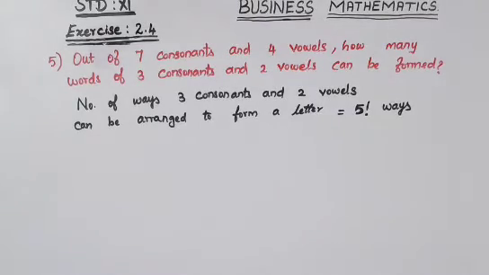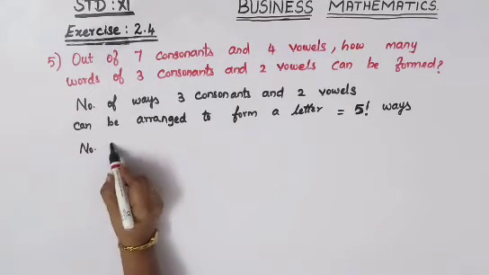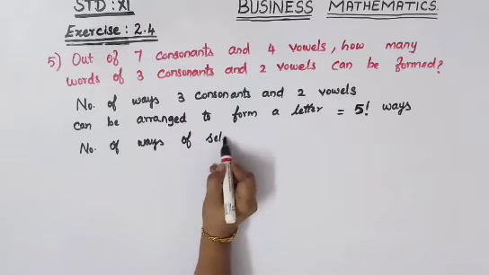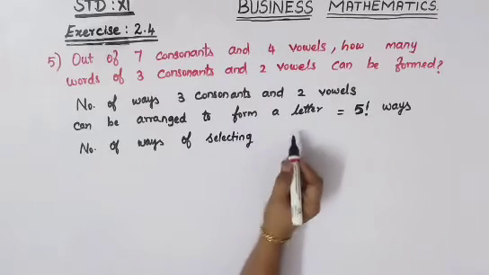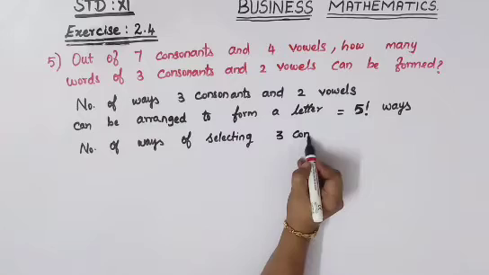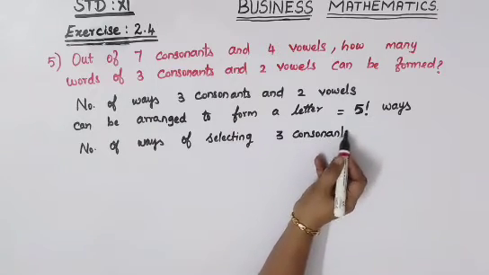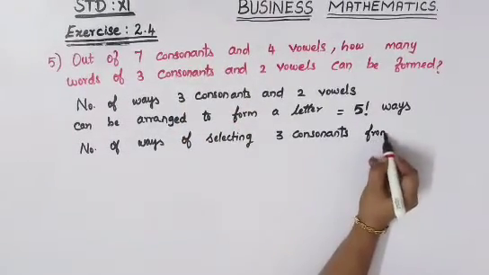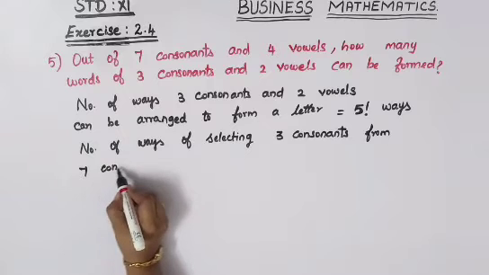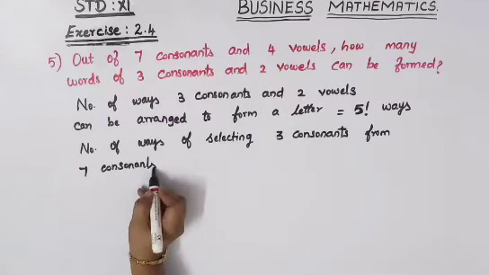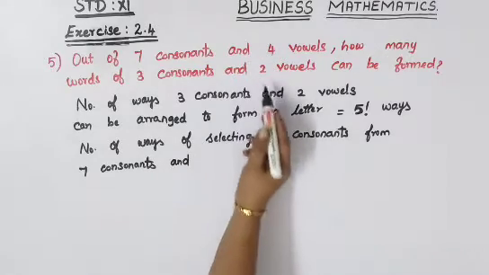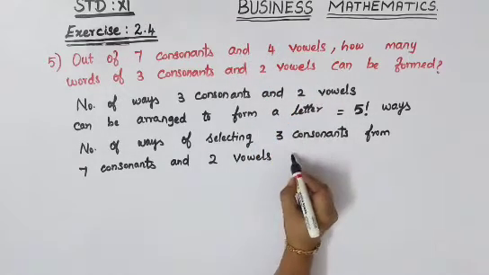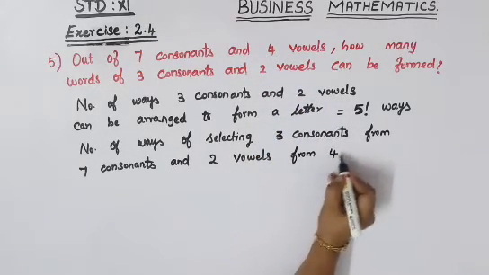Now you will have to go to your combination. So number of ways of selecting 3 consonants from, totally they have given 7 consonants, and 2 vowels from, totally they have given 4 vowels.